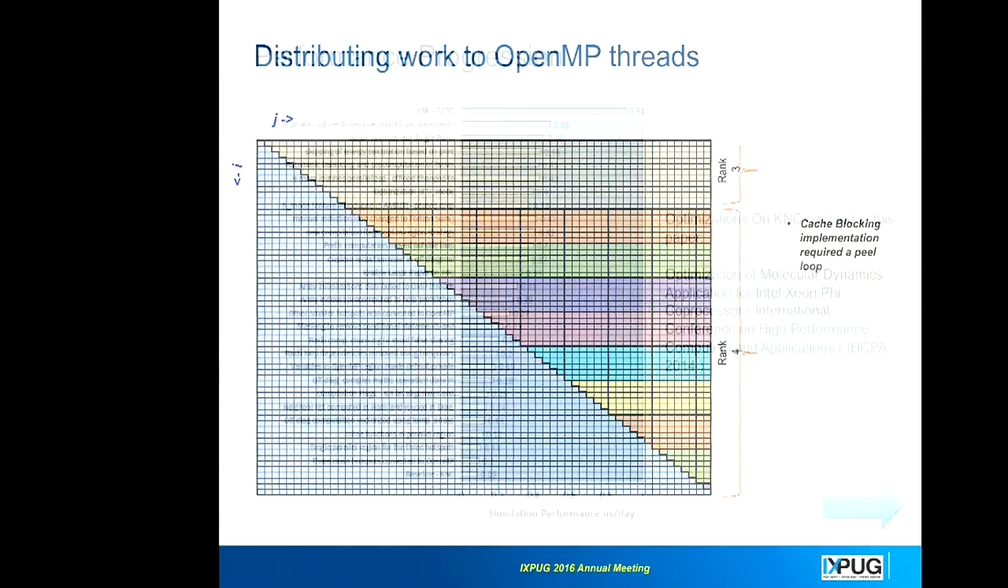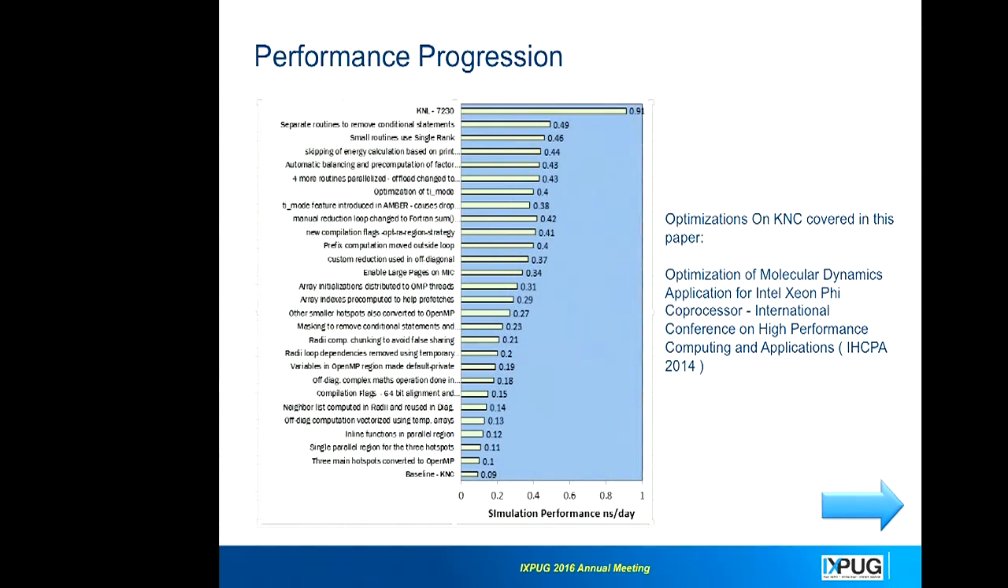Starting with 0.09 nanoseconds per day, we were able to go up to 0.49 on the KNC. Not just through cache blocking; the main changes were the hybrid implementation, OpenMP plus MPI, but there were also a lot of other changes done. These changes are covered in this paper, which is from 2014.